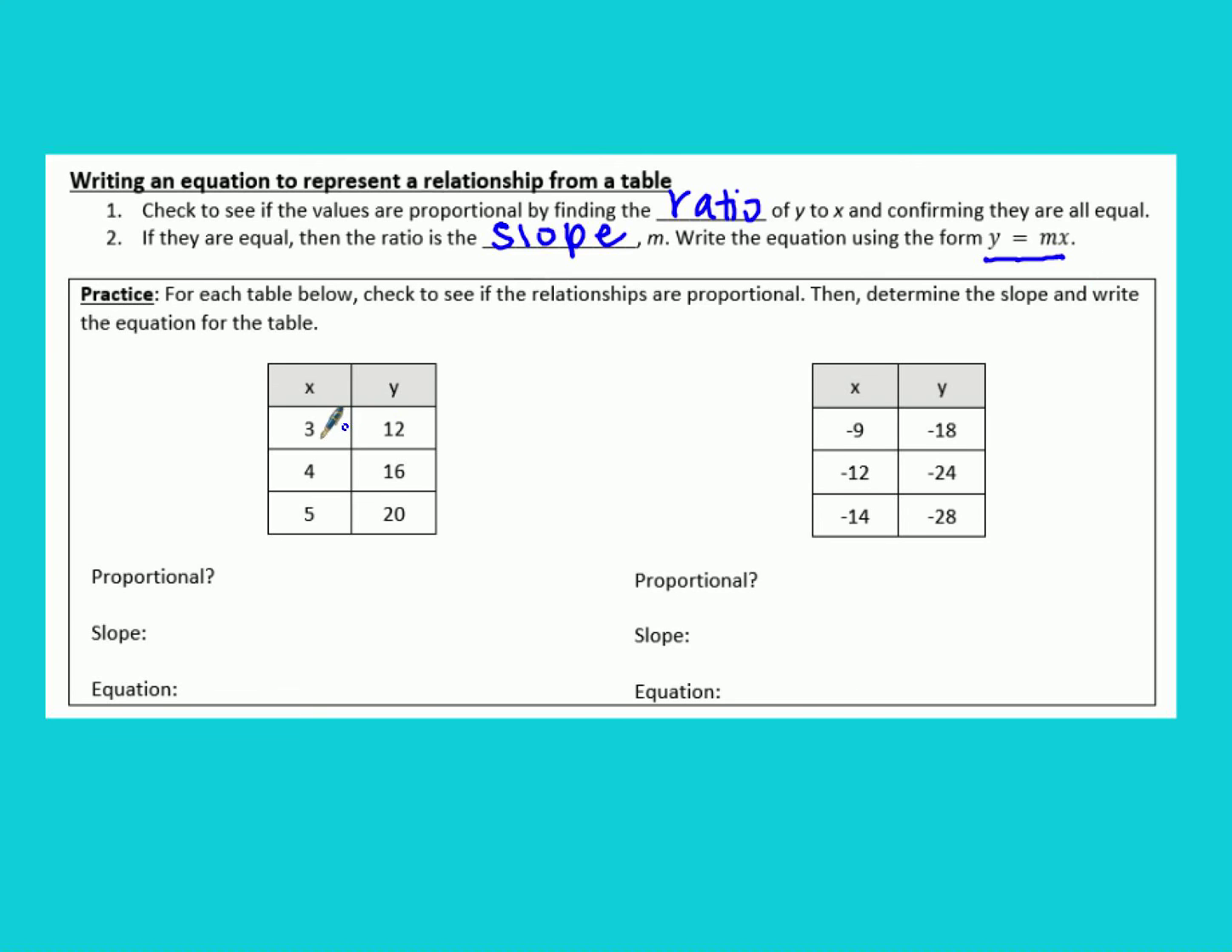So taking a look at this first one, we have x and y is 3, 12. So since our y is 12 and our x is 3, we can say 12 over 3 is our first y over x. So 12 divided by 3 is 4. We'll keep going down, check all the values, make sure this whole relation is proportional.